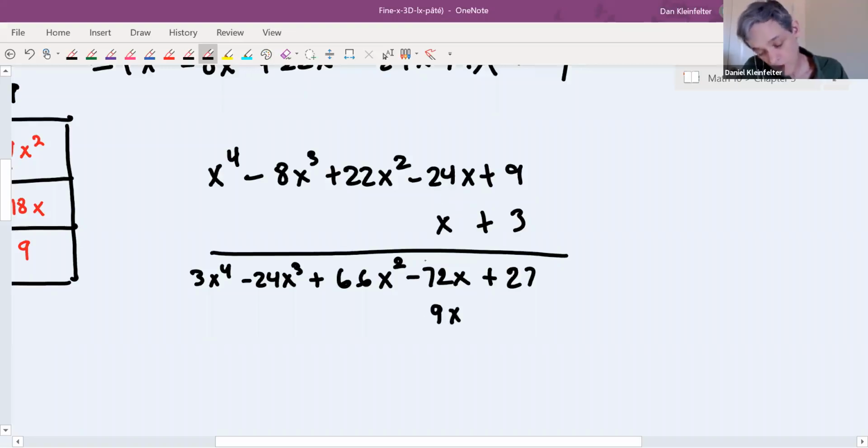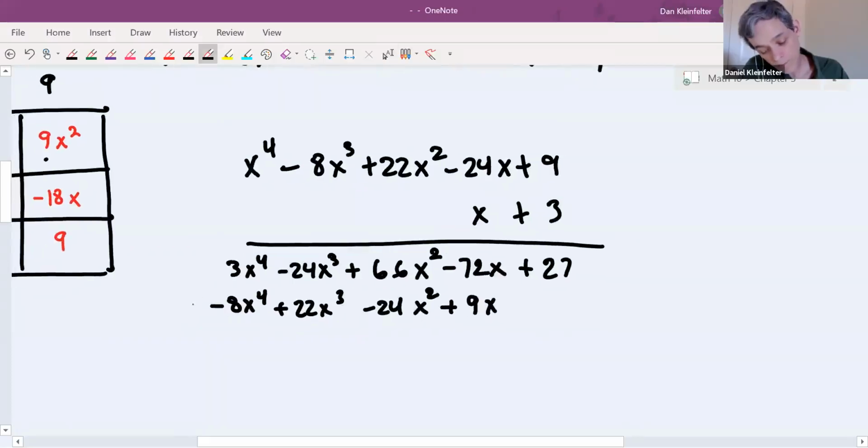Then we'll have negative 24x squared. And then 22x cubed. And then negative 8x to the 4th power. And then x to the 5th power.